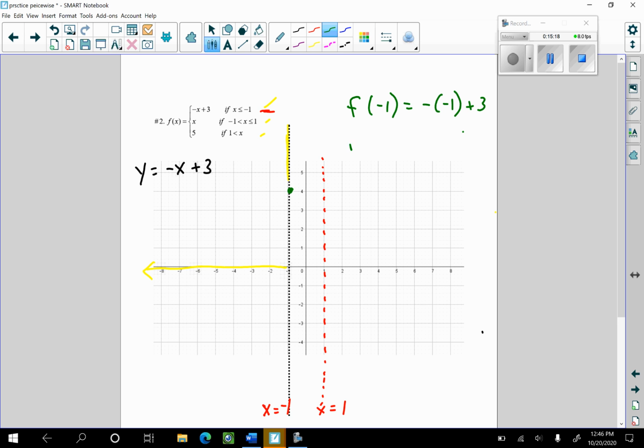Let's go f of negative 3. What's f of negative 3? Negative 3 is in this piece right here. So I'm going to put negative 3 in that piece. It's going to be negative 3 plus 3. That's going to be 6. So it's going to be negative 3, 6. And that's going to be about up here. And if I connect those dots, you see that my line is negative.